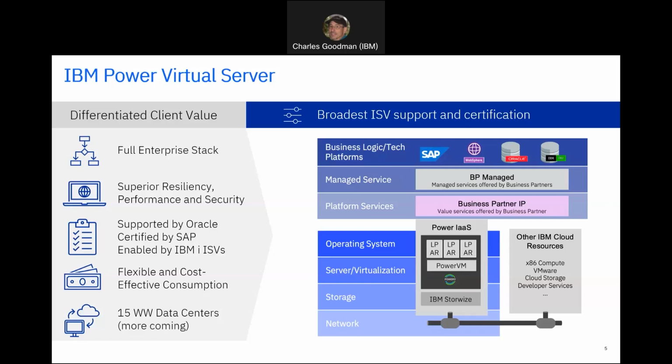It is supported by Oracle and certified by SAP for their applications and Oracle's database. And as a matter of fact, it is the only Power Cloud that is certified by SAP.